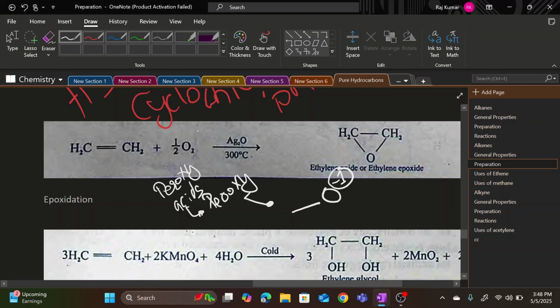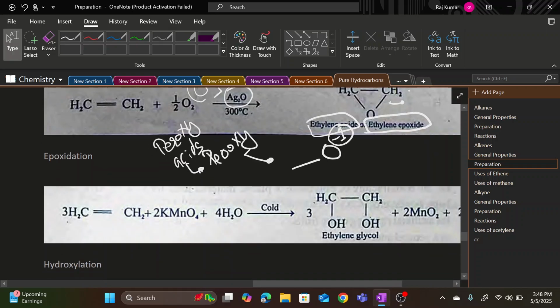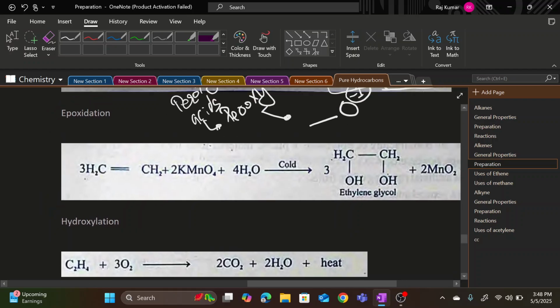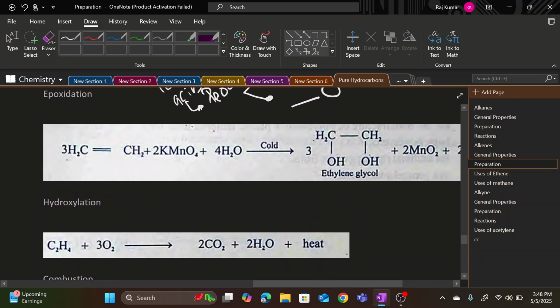Whenever we take a peroxy group, I'm just taking it as oxygen over here, and then we burn it at 300 centigrade in the presence of silver oxide catalyst, we will get ethylene epoxide or ethylene oxide. This is known as ethylene oxide or ethylene epoxide. This is a three-membered cyclic ring. So this is an important reaction.